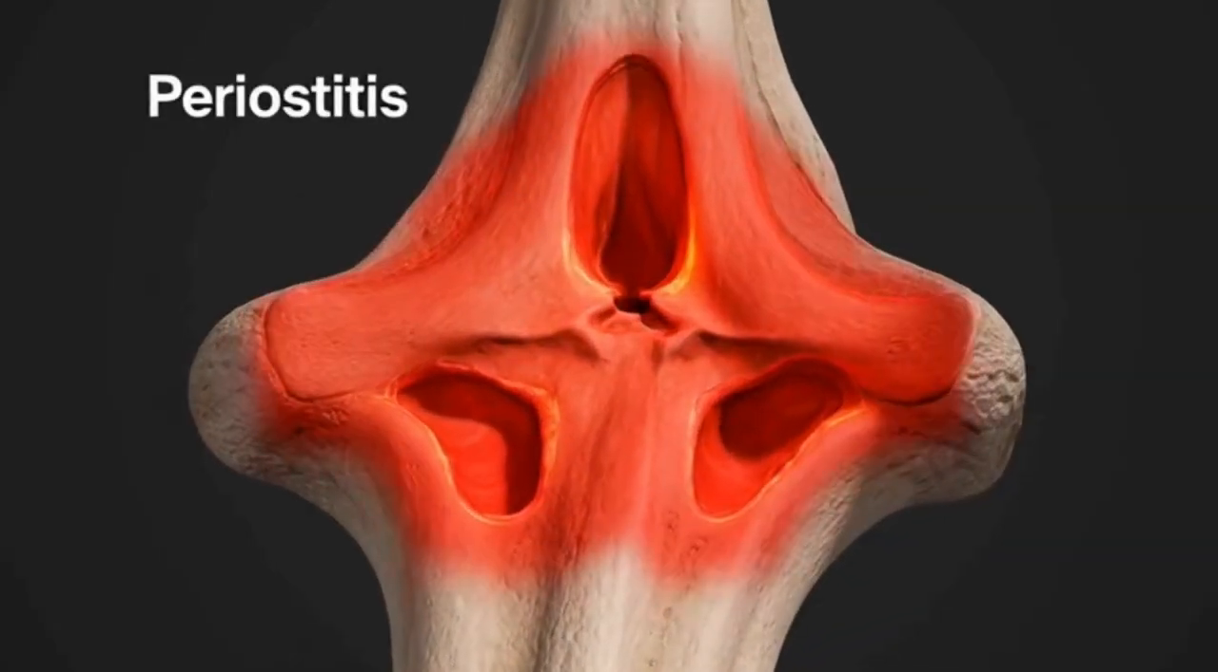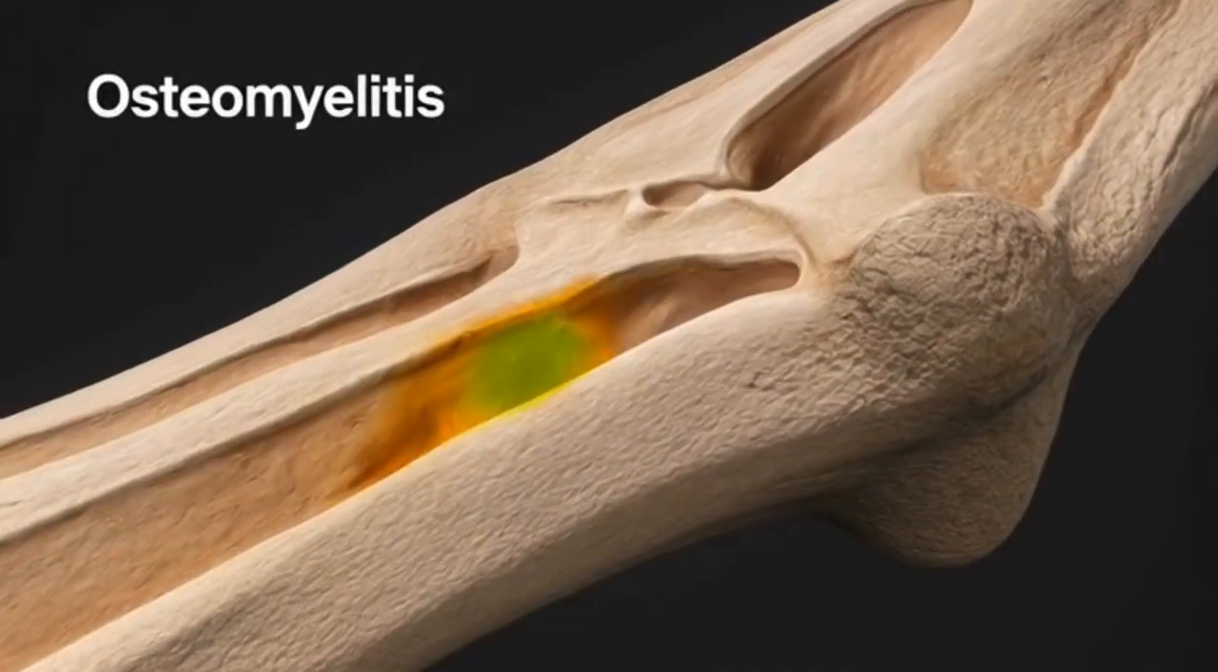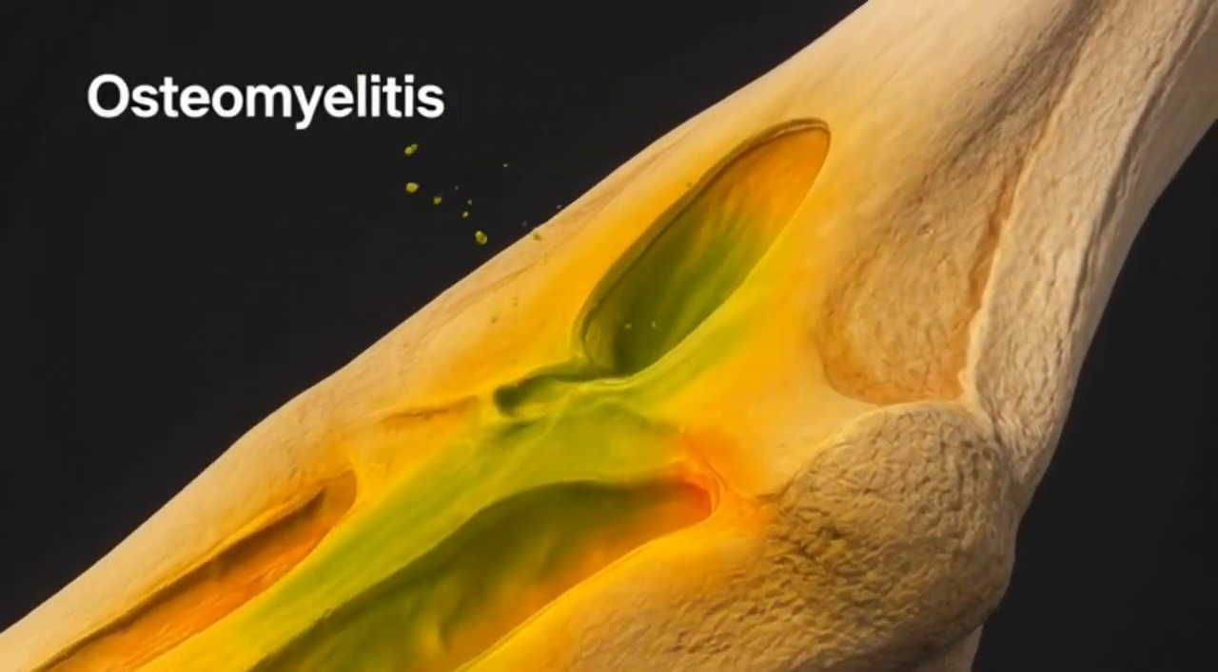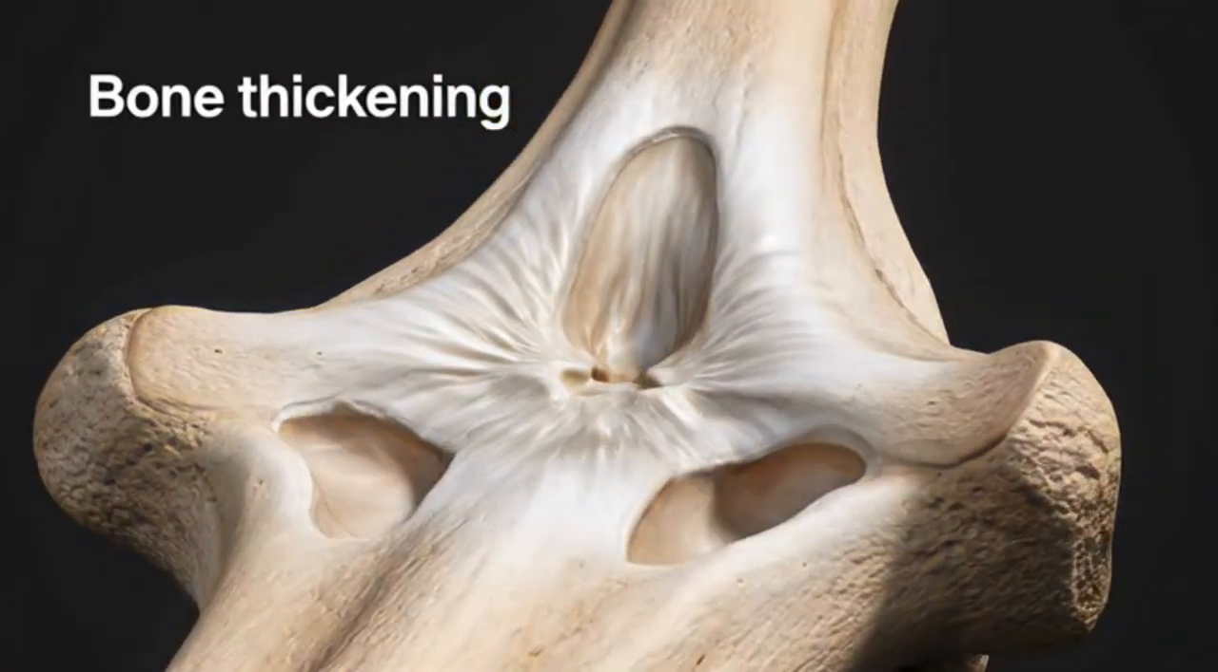First, check the periosteum for signs of periostitis. Next, examine for osteomyelitis within the bone. Finally, check the cortex for abnormal bone thickening.